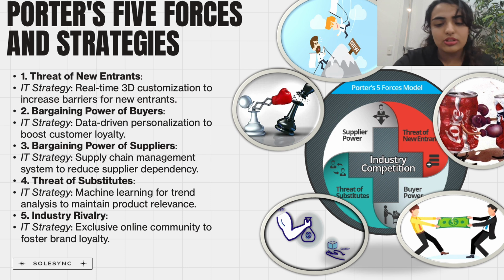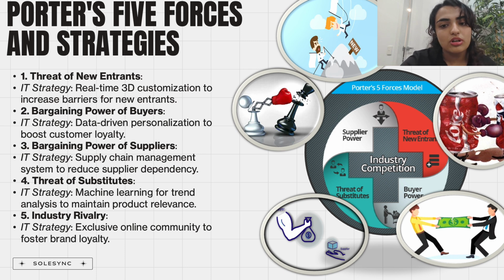And next, I'm going to talk about reducing buyer power through data-driven customization options that boost customer satisfaction and loyalty, making them less likely to switch to other competitors. Next, I'm going to talk about how we manage supplier power by integrating real-time supply chain data, giving us greater control and reducing reliance on single suppliers. And having good relationships with the suppliers can help us to negotiate better terms too.